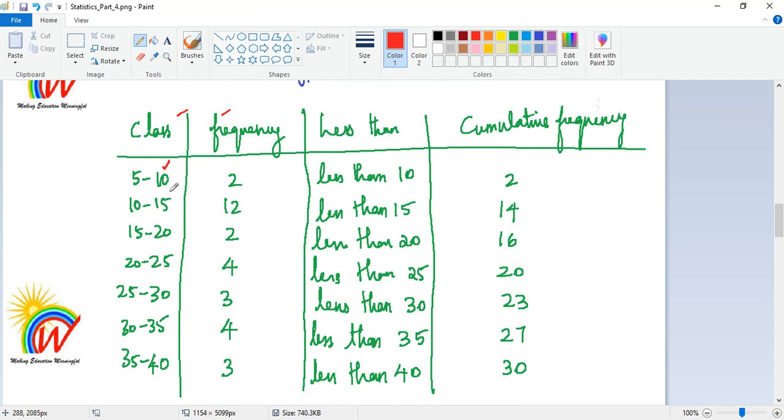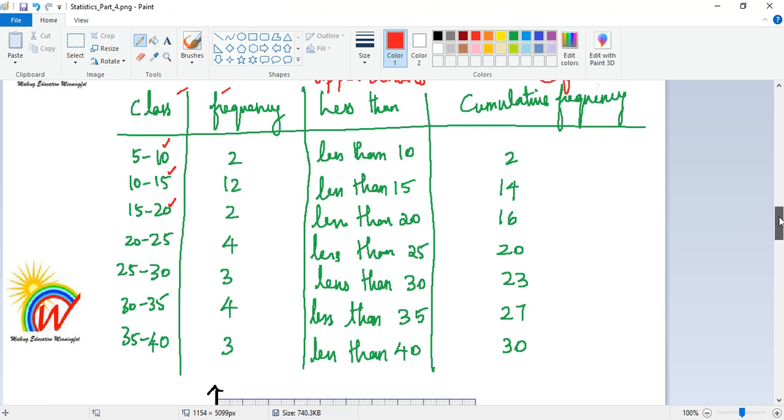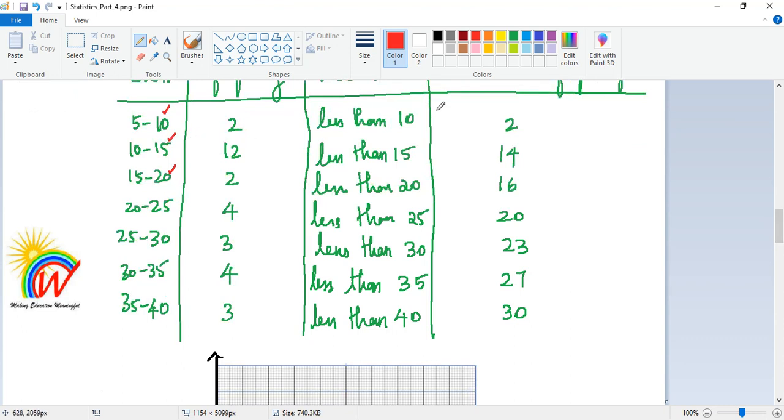The next one will be less than 15, the next one less than 20. So here I am choosing all the upper limits. If it is a less than graph, you will be taking all the upper limits here. And this is the CF we are going to find. Less than 10 is only 2 of them. Less than 15 will be 12 plus 2, which is 14.